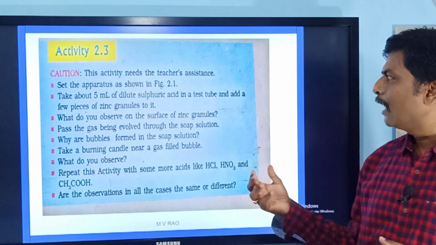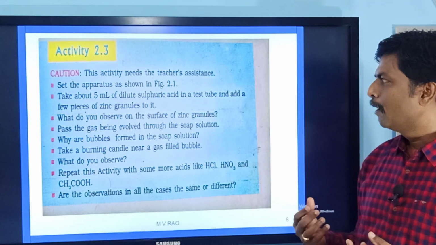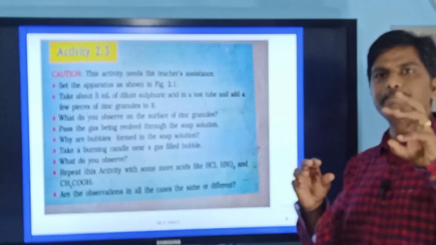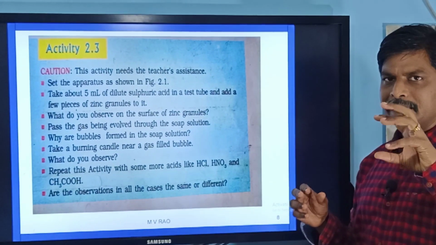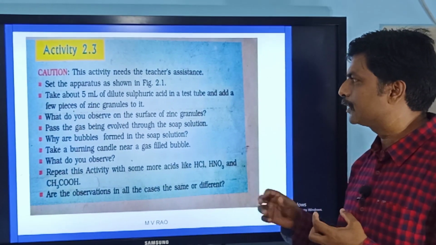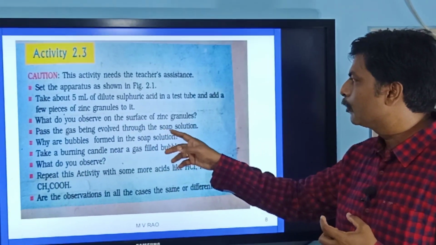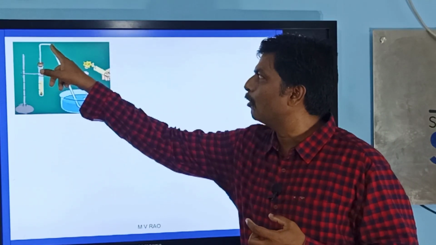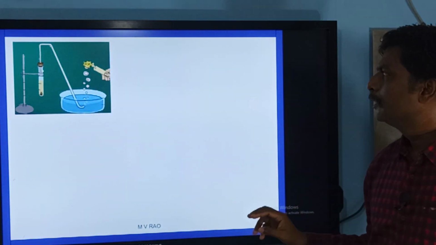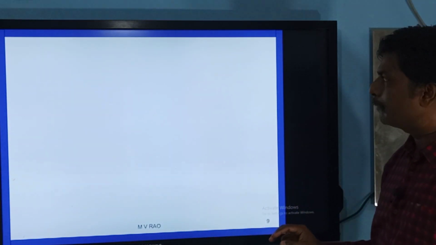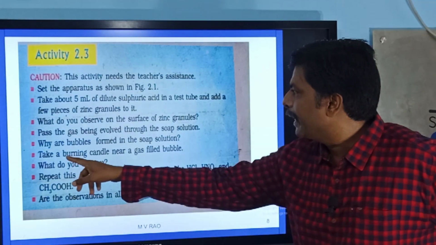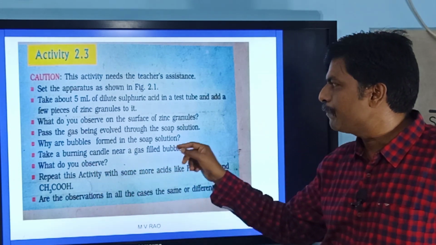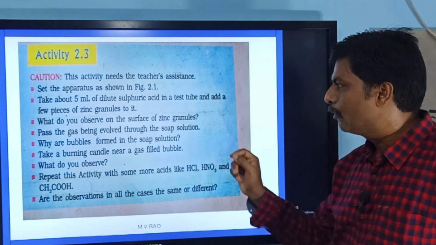What do you observe on the surface of zinc granules? After adding the zinc granules to the dilute sulfuric acid, there are some bubbles. Some gas is released surrounding the zinc granules. Pass the gas being evolved through soap solution like this. The gas is allowed to pass through the soap solution, and the soap solution forms bubbles. Take a burning candle near a gas-filled bubble. What do you observe after keeping a burning candle near those bubbles?